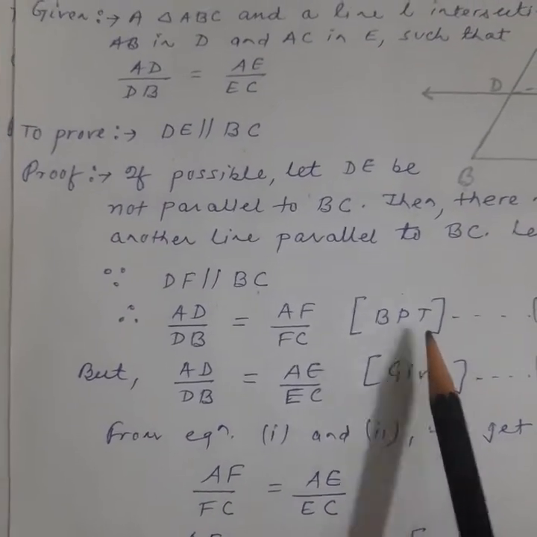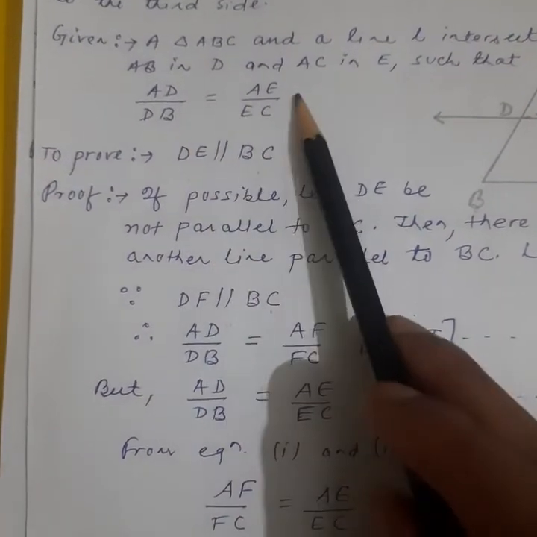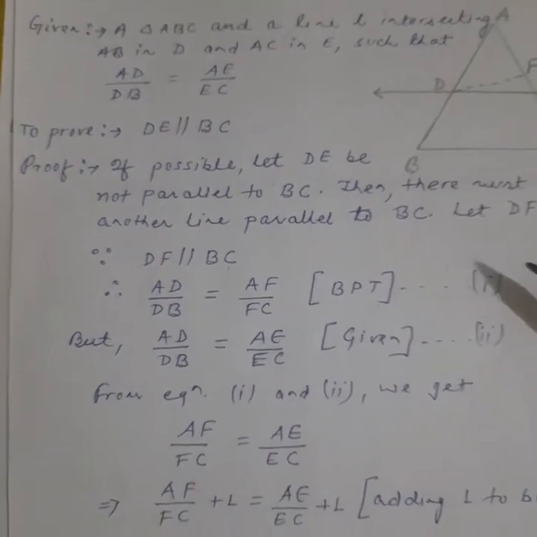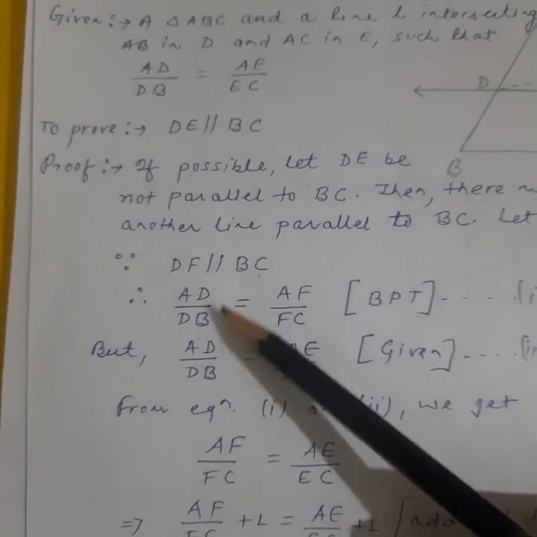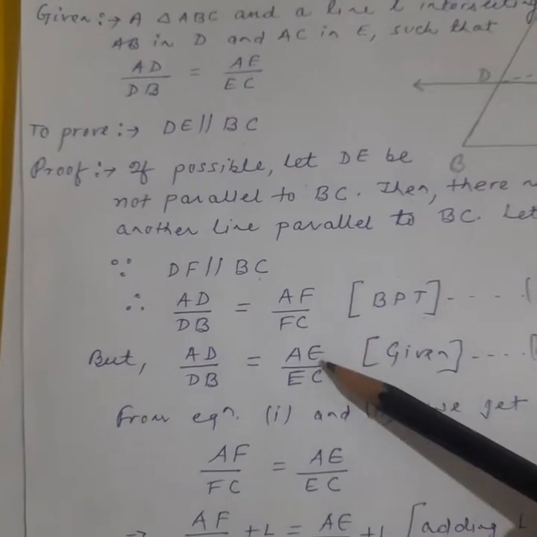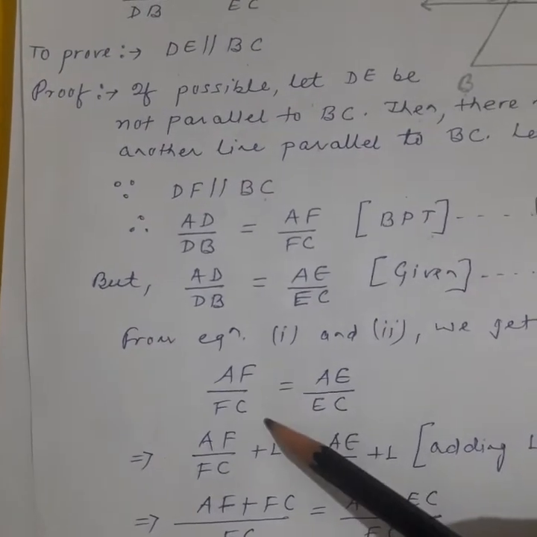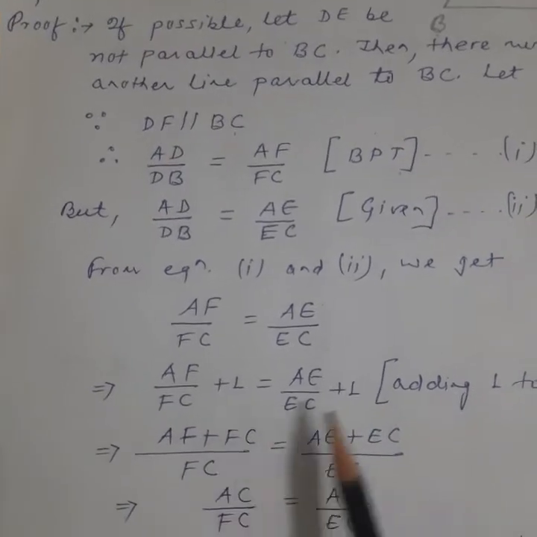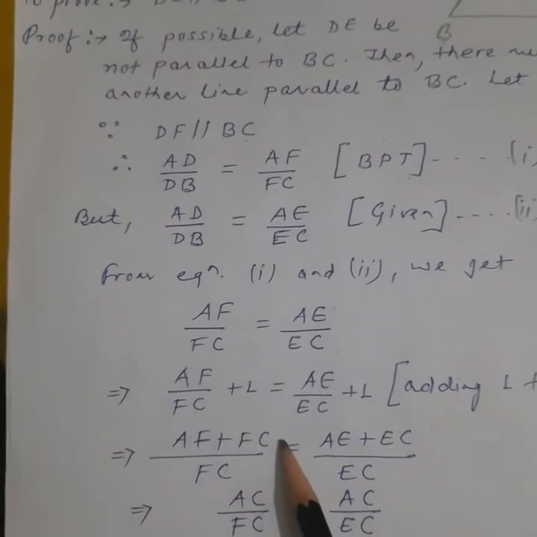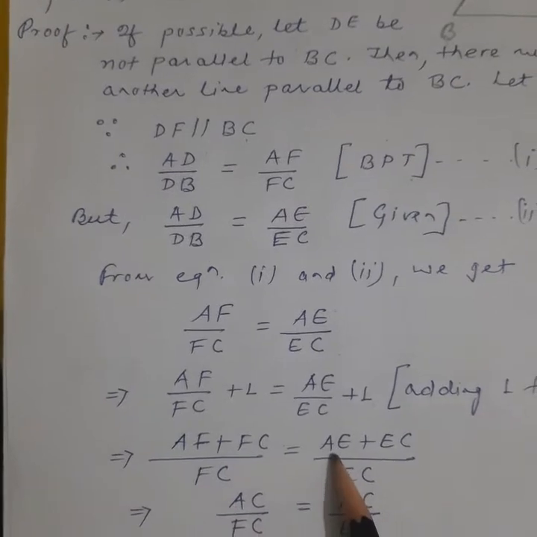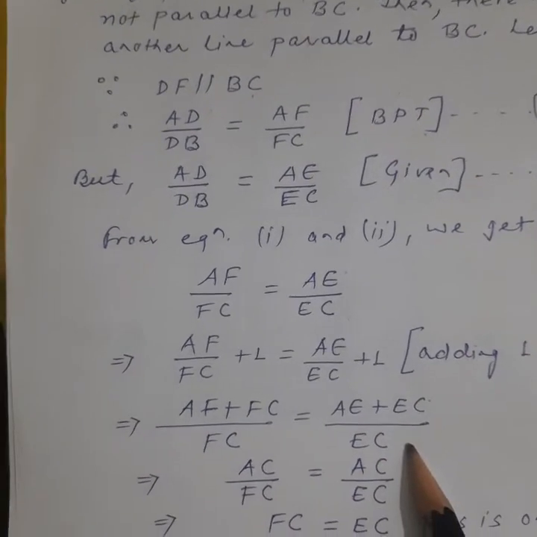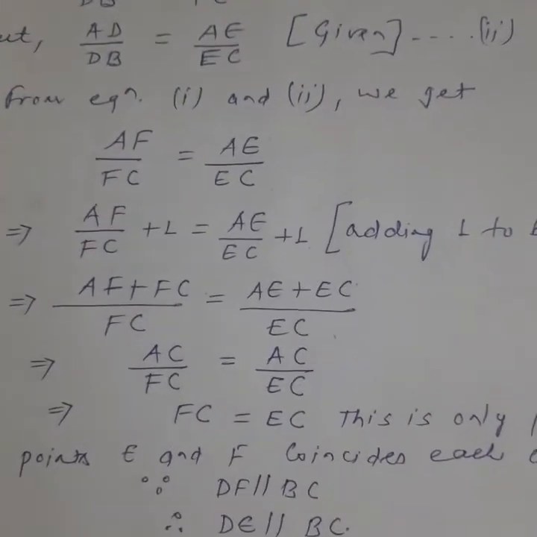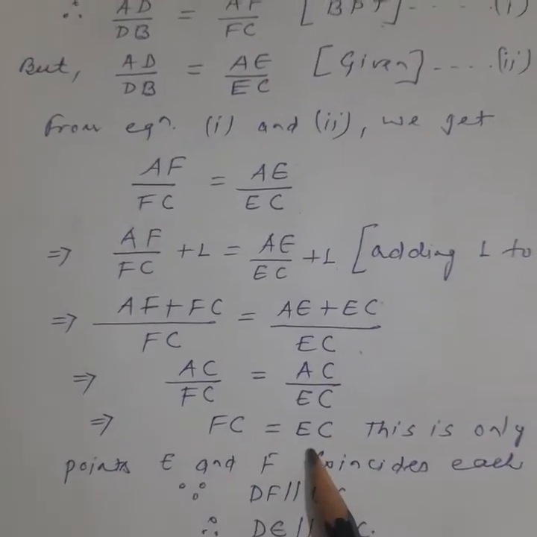But it was given that AD by DB is equal to AE by EC. Now in equations 1 and 2, if you see, the LHS parts are equal, which means the RHS will be the same. That is AF by FC equals AE by EC. Now adding 1 on both sides, we get (AF plus FC) by FC equals (AE plus EC) by EC. On solving this, we further find that AC and AC will be cancelled. That is FC equals EC.